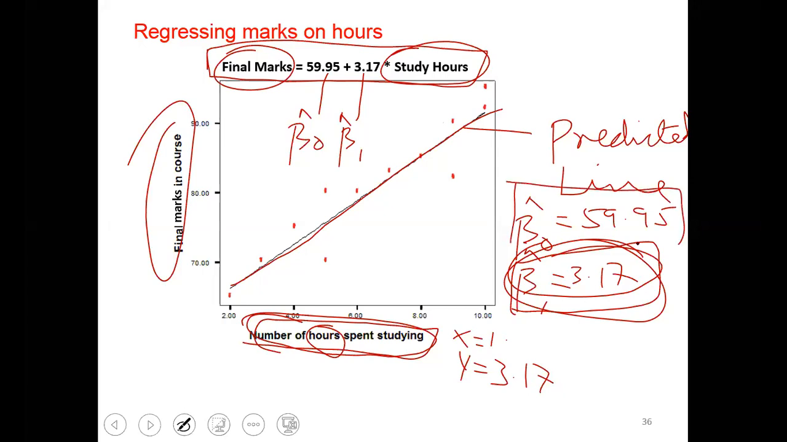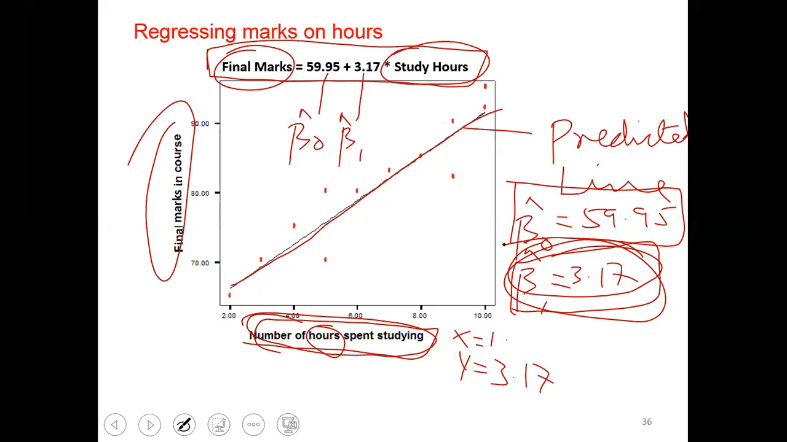What is the explanation for beta naught? Anyone? Similarly, how do we explain this? From the intercept. Yeah, intercept. That is true. But now tell me in terms of studying hours and marks. Tell it in those terms. Unless you study, you can get this much of marks. Study hours 0.